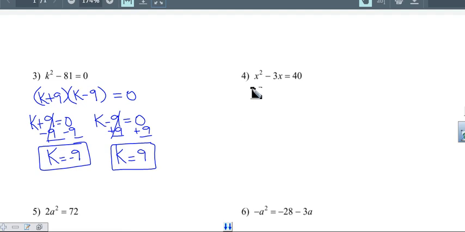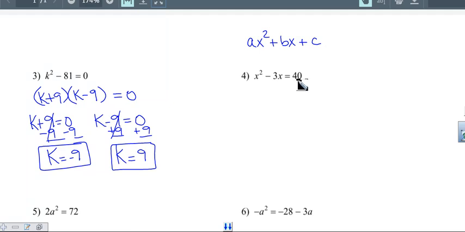Number 4. You may notice that this equation looks different than the 3 previous ones. It isn't set equal to 0, and that's actually something that's important. In order to factor, you do want to have all of your terms on the same side set equal to 0, and you do want to arrange them in quadratic form. Just a reminder, quadratic form will always have your squared term written first, then it will have your singular or linear term second, and then your constant last.